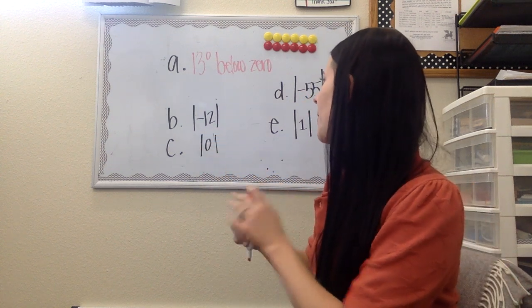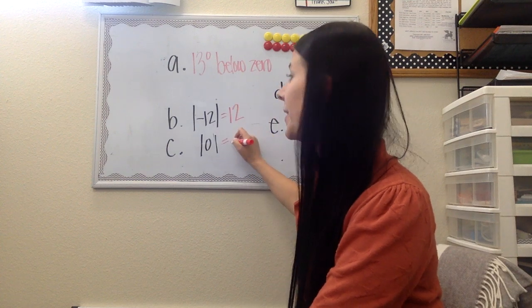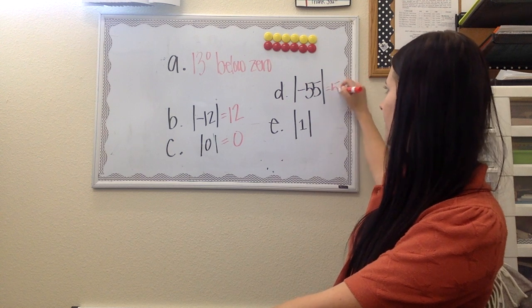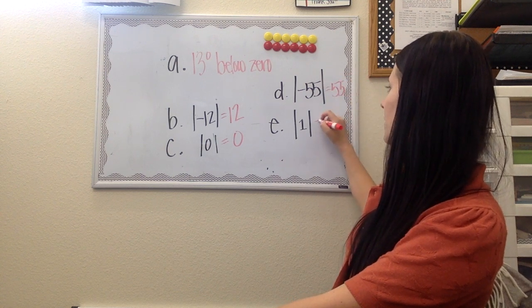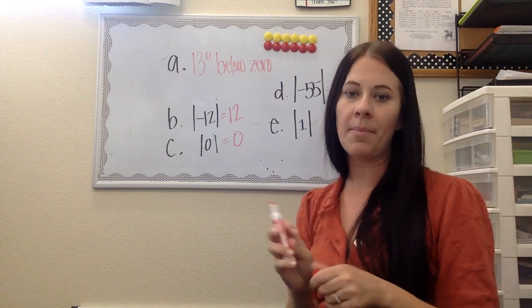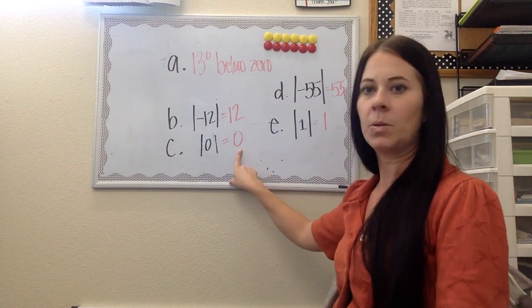The absolute value of negative 12 is 12. The absolute value of 0 is 0. The absolute value of negative 55 is 55. And the absolute value of 1 is still 1. Make sure you didn't make it a negative. Remember, our absolute values are all positive numbers or 0. That's our only one example. They're never negative numbers.